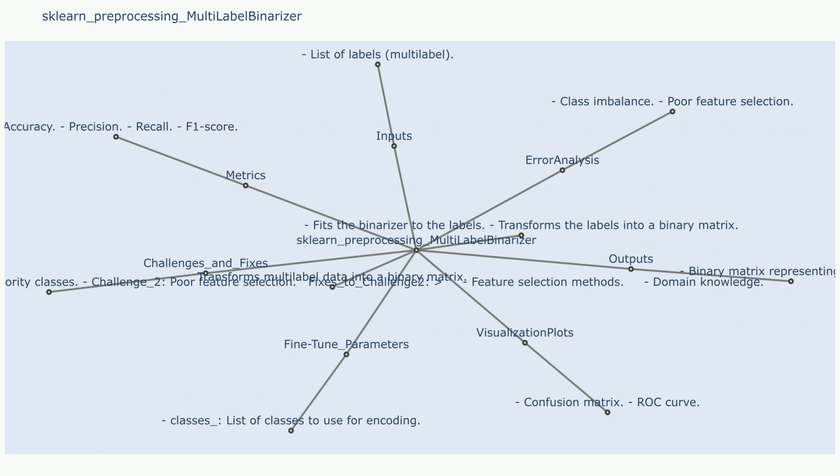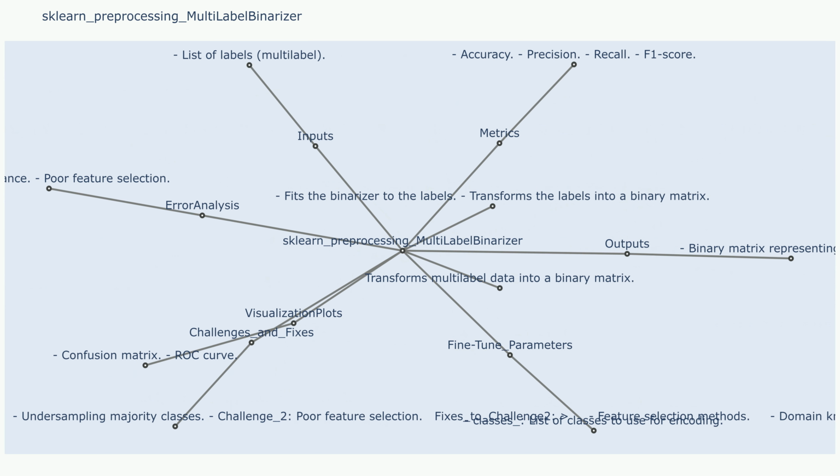Outputs: y_bin, this is a 2D array of shape n_samples by n_classes, where each row represents a sample and each column represents a label. Each element is 1 if the label is present in the sample, and 0 otherwise.